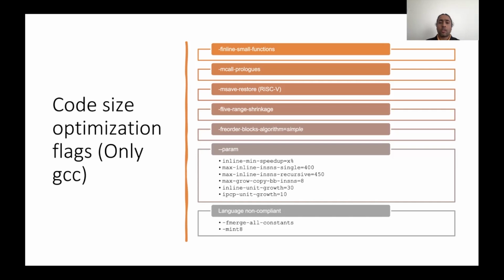The next one, the reorder basic blocks algorithm, instructs the compiler to change its strategy of reordering the basic blocks. And the simple algorithm has minimum code size overhead.